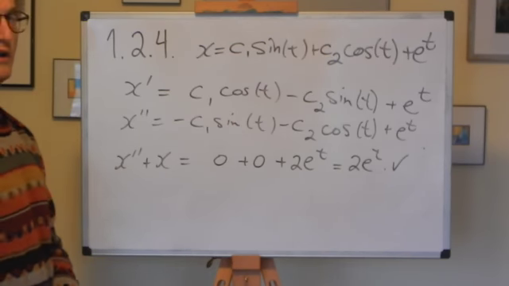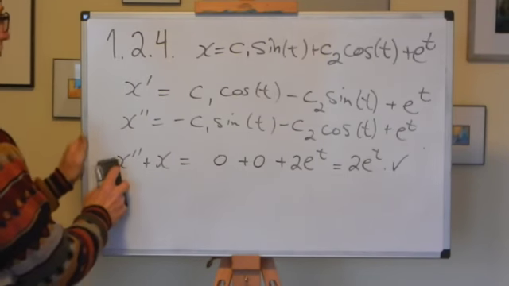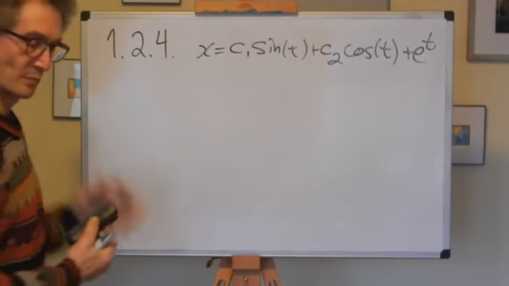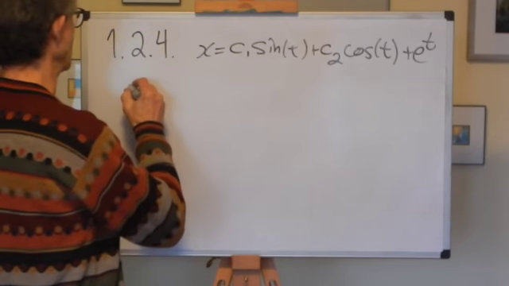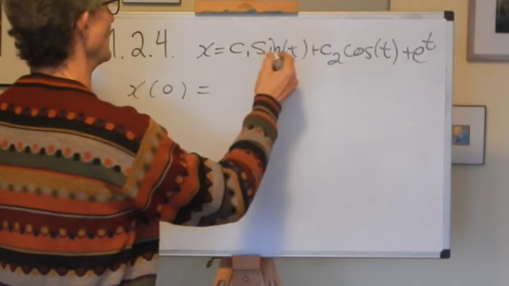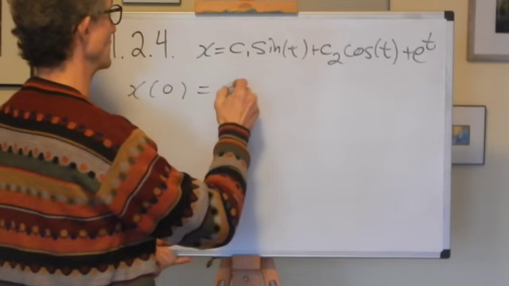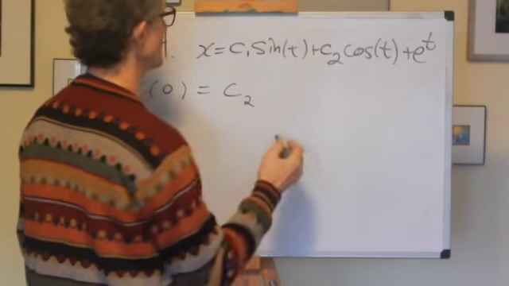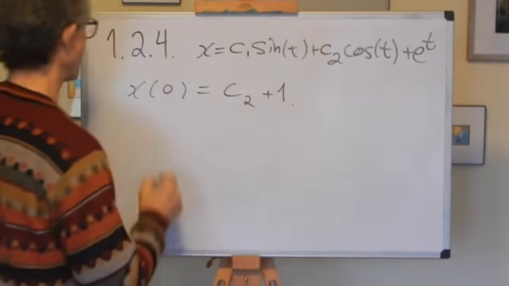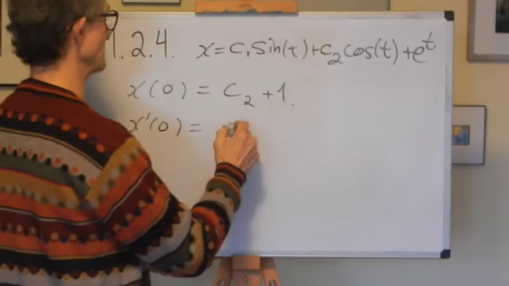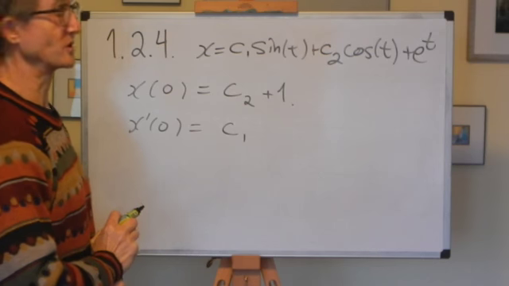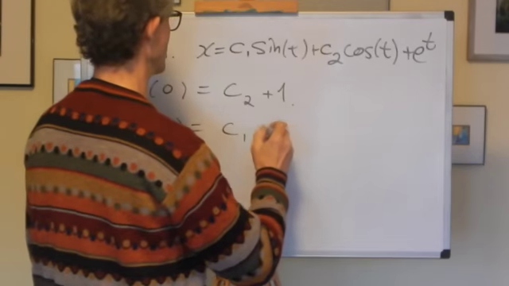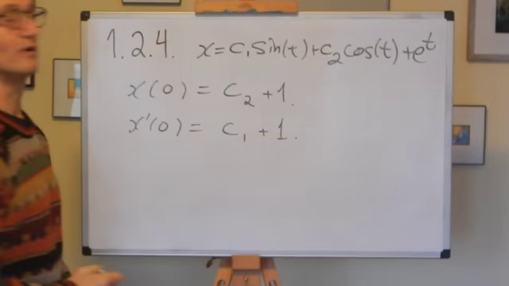Let's look at the initial conditions that this satisfies, just for fun. If I look at x of 0, then sine of 0 is 0, so that gives c2 times cosine of 0, which is 1, and e to the 0 is 1. The derivative here was cosine, so this becomes c1 times cosine of 0, which is 1, and then the derivative of cosine is minus sine, so that gives 0, and the derivative of e to the t is e to the t, and so at 0, that's 1.